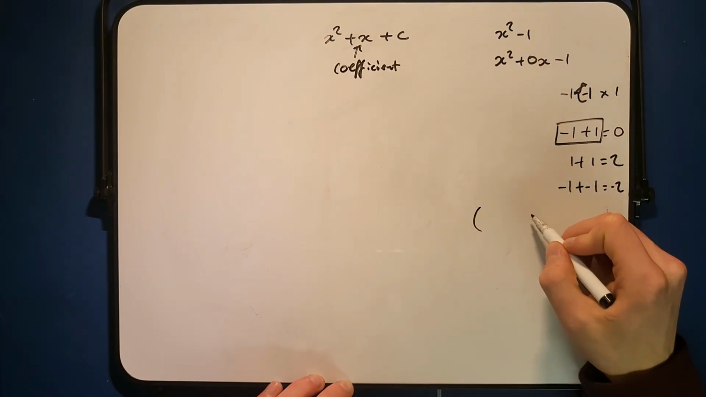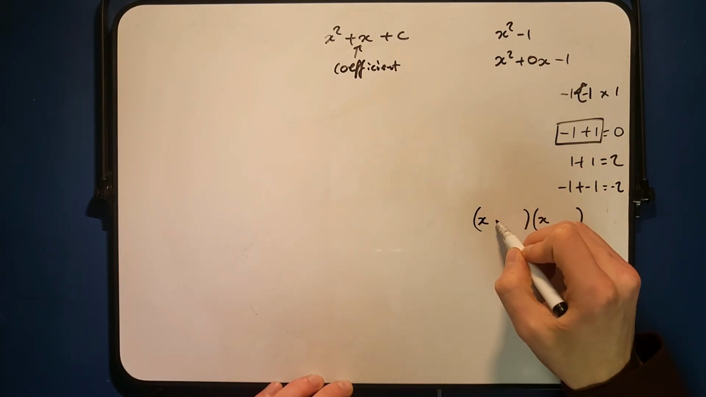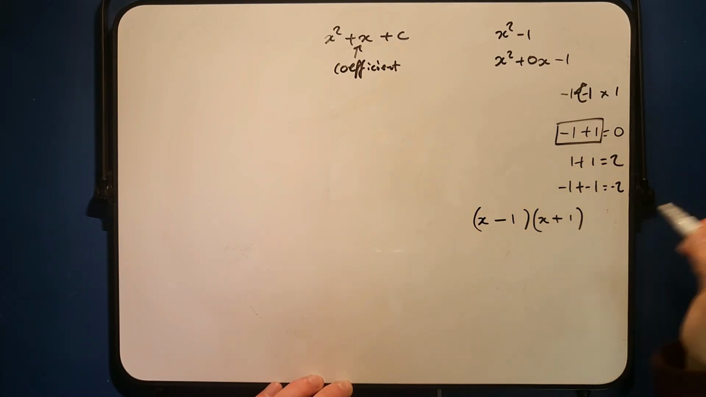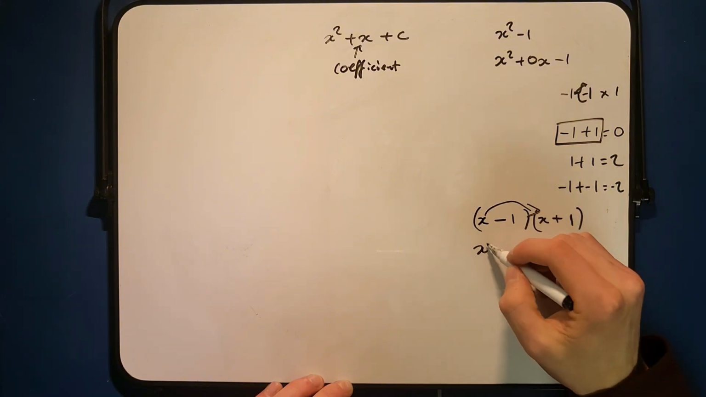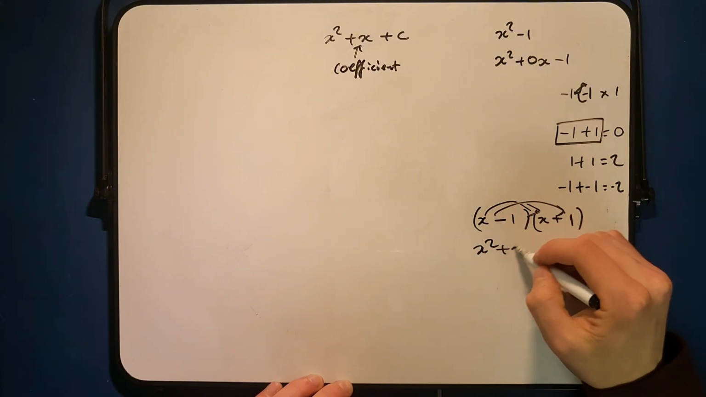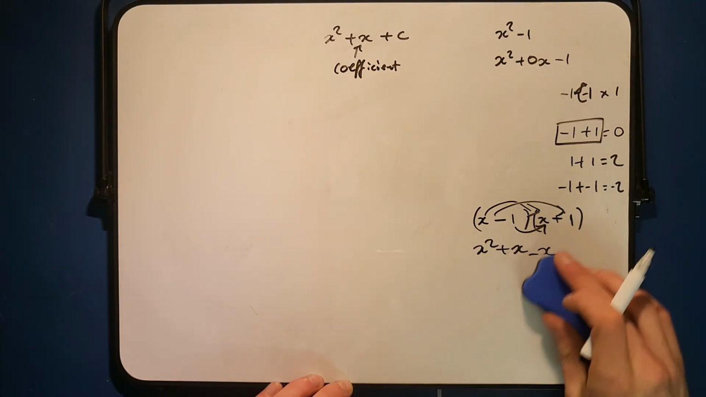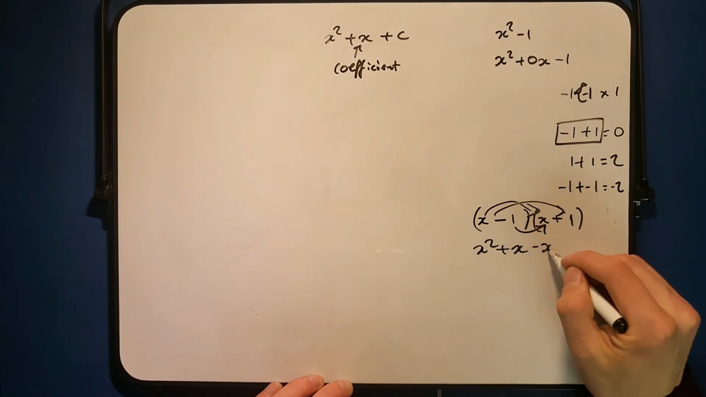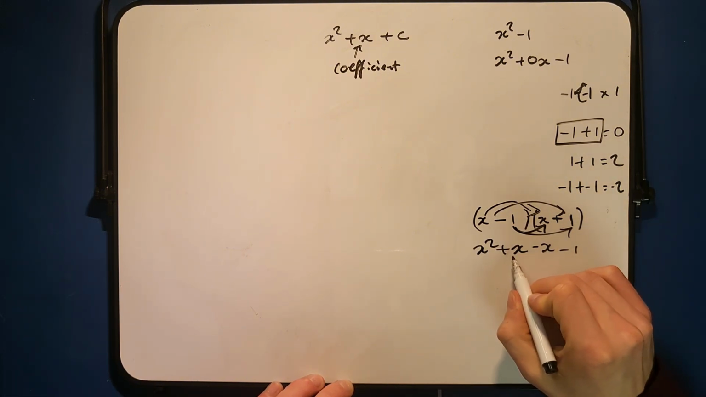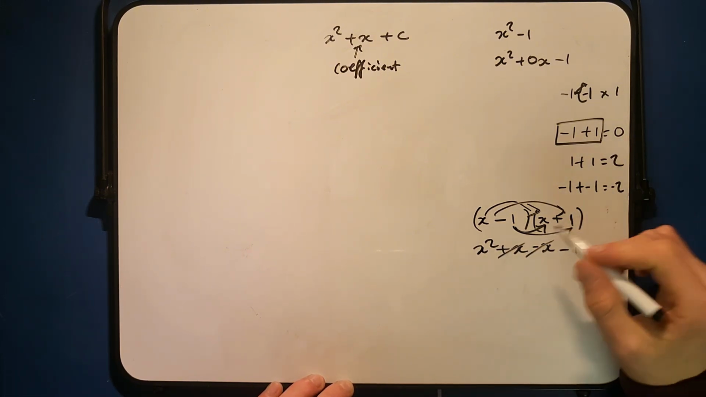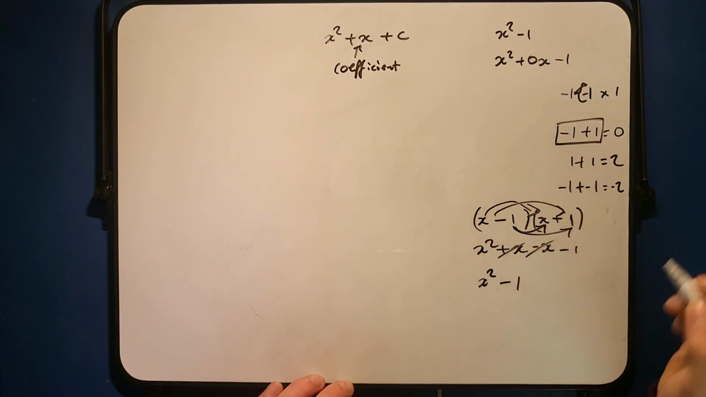So let's write this in the double bracket, x and x, and we're going to write minus 1 and plus 1. To make sure we've done this right, we're going to expand this. That gives us x squared plus x minus x, and minus 1. And as you can see, the minus x and the plus x cancel out, and that's what leaves us with this quadratic. So we get x squared minus 1.